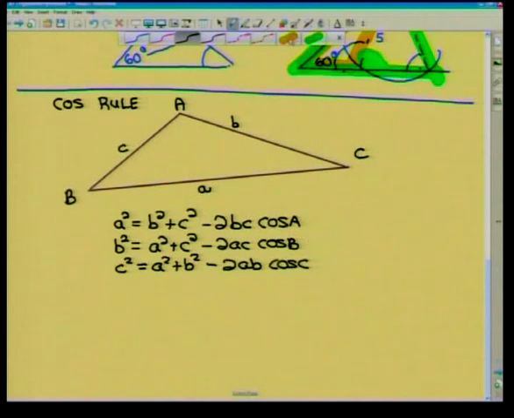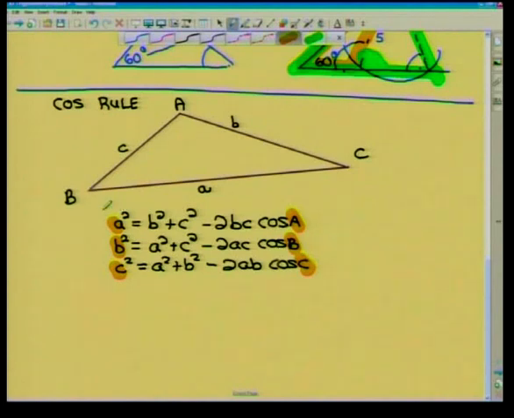I want you to notice something quite important here. That's angle A, and this is little a. This is angle B, and this is little b. This is angle C, and this is little, sorry, I lied, that's little c, and that's angle C. Okay, now do you notice that every time the cos of the angle matches what we're starting the formula off?